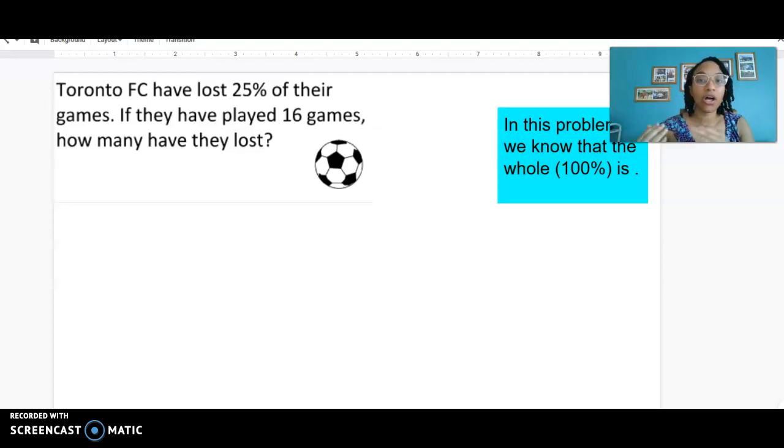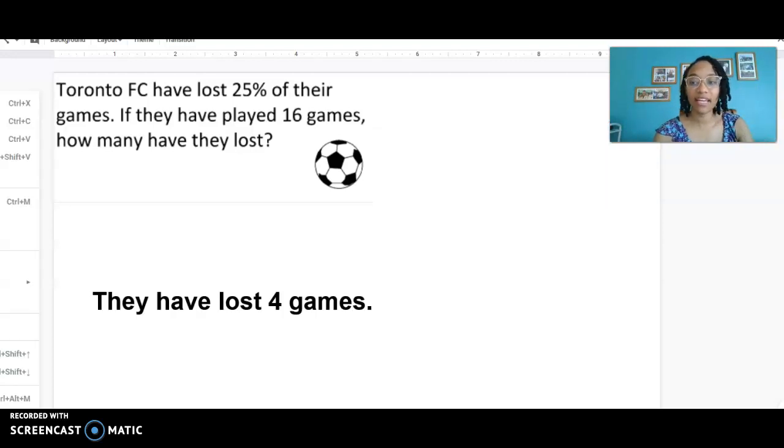Toronto Football Club has lost 25% of their games. If they played 16 games, how many games have they lost? So once again, we're looking for that quantity. We are finding 25% of 16. In this problem, we know that the whole is 100%. So we can do 25 over 100 times 16. Remember that of word means times. You try it yourself. Pause the video here. Make that bar model. Do your fraction multiplication. And see if you get the answer, which is that they've lost 4 games.